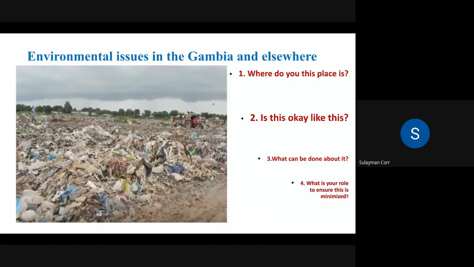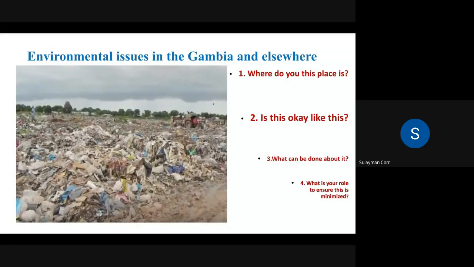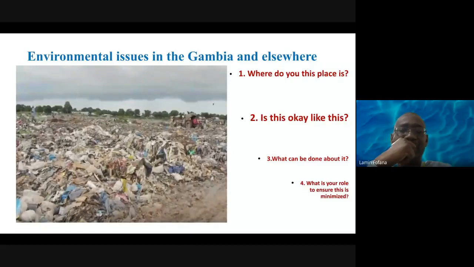Yes, I think among our roles are to advocate for proper waste disposal. Exactly. Proper waste disposal. And how do we advocate for proper waste disposal? And what is proper waste disposal in the first place?